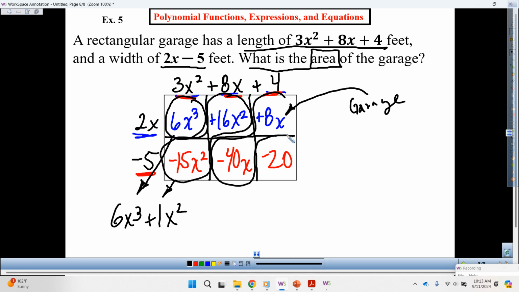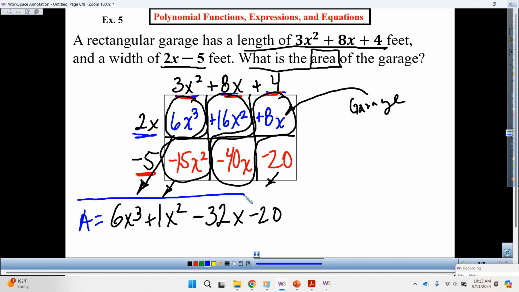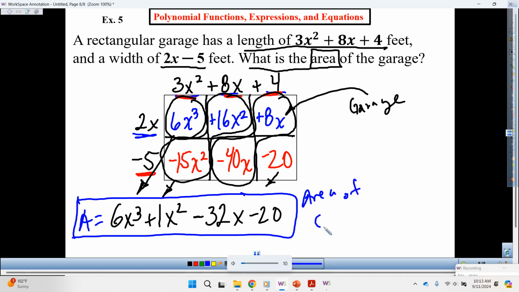Combine these x's. What is negative 40 plus 8? Negative what? 32x. And lastly, bring down the negative 20. And this is the area of the garage. Area of garage. And do they give us a measurement? Yes, in feet. So right here, feet.